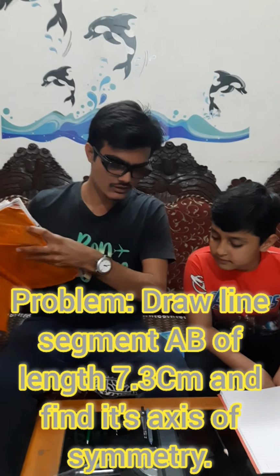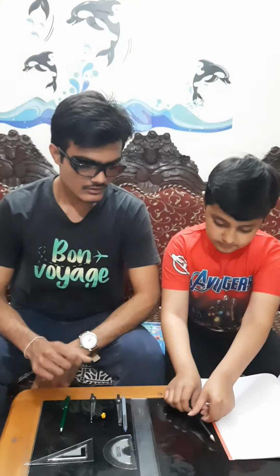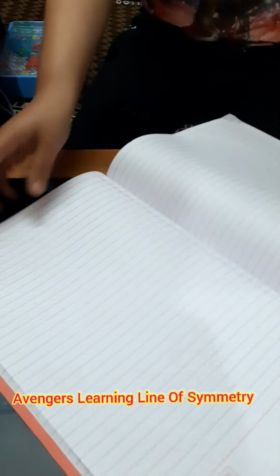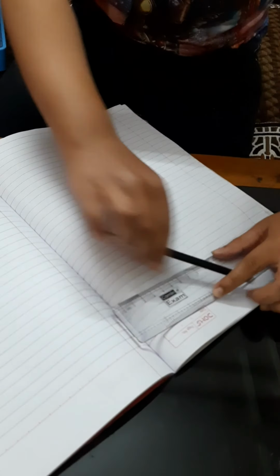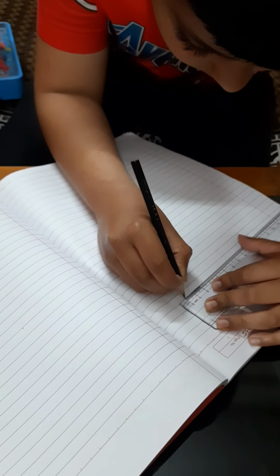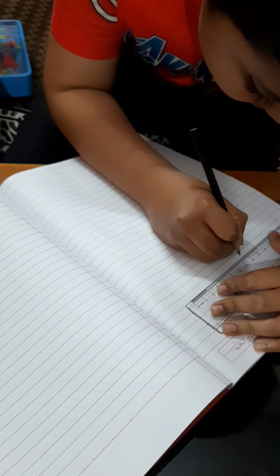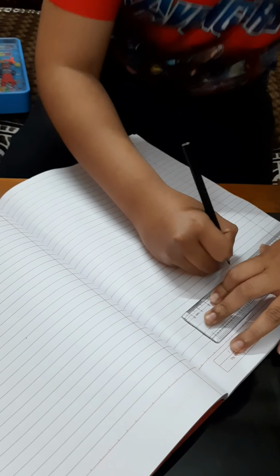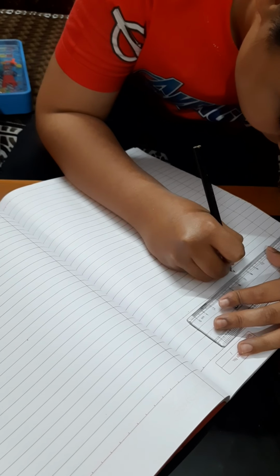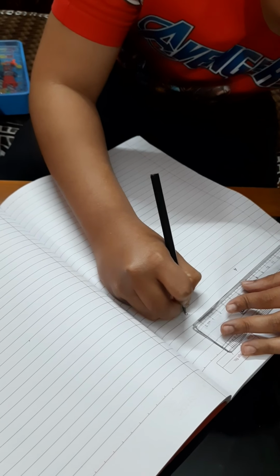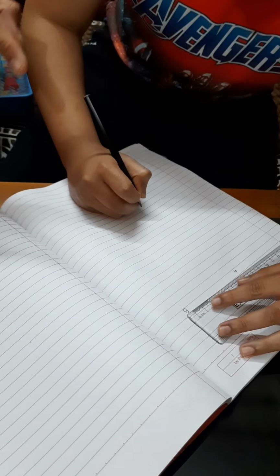First of all, take a pencil, take a scale, put it on a paper, and put two dots at 0 cm and 7.3 cm. Name the first point as A. The second point should be named as B. Now join these 2 points.